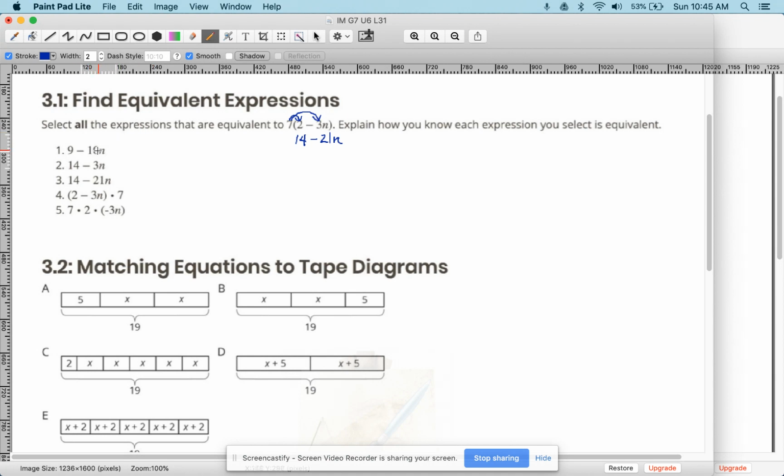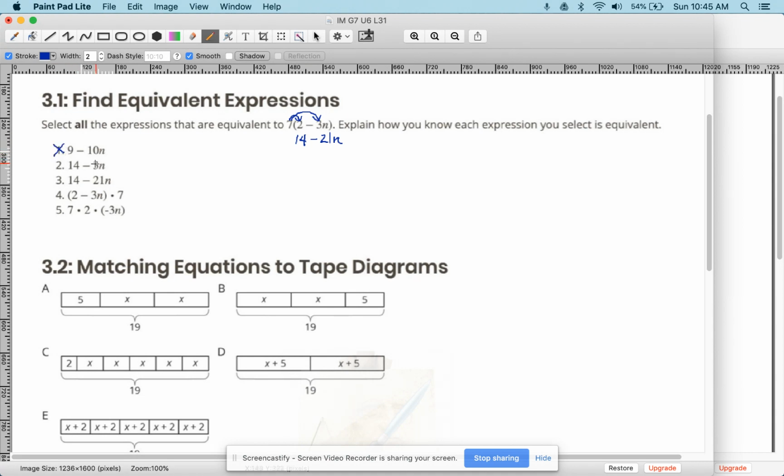We have 9 minus 10n. Well, what does it look like they did to get that answer? It looks like instead of multiplying by 7, they added 7 in here. 7 plus 2 is 9, and 7 plus negative 3 does not equal that. It looks like they just added 7 to each of these, which does not work. So that is not equivalent.